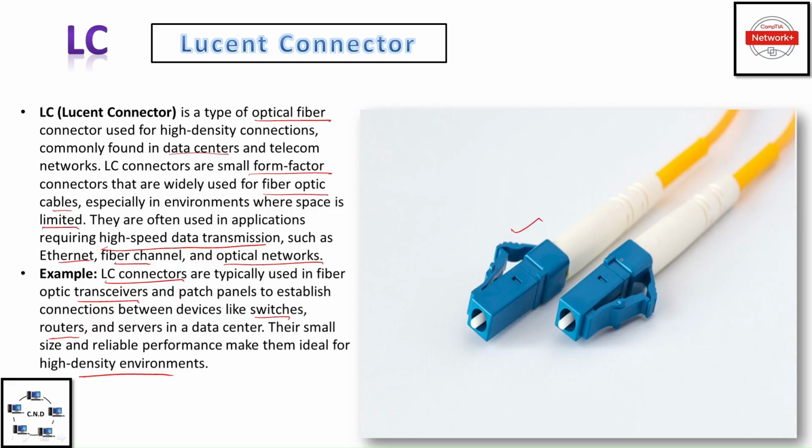So this is how the LC connectors look. They are usually used in pairs. One is used as a transmitter and the second is used as a receiver, and they are usually plugged into an SFP, that is small form factor pluggable, which is then inserted into the port on the switch or on the server.